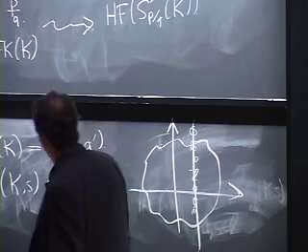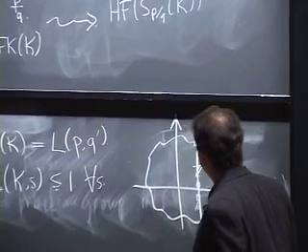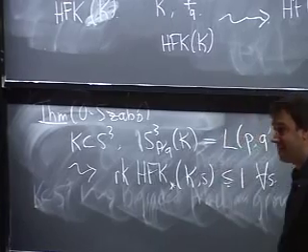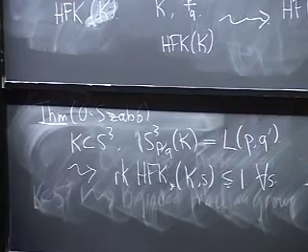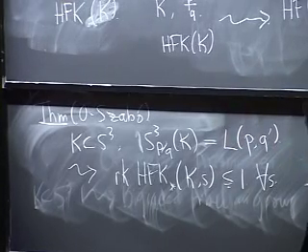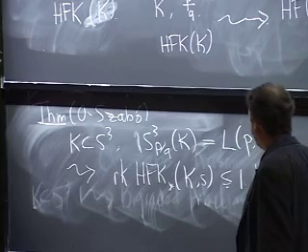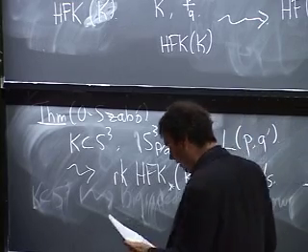So this, if you combine this with the statement about the Alexander polynomial, also says that if a knot has a lens space surgery, then its Alexander polynomial has all the absolute values of its coefficients less than or equal to 1. But this is a type of constraint that comes from knot Floer homology.